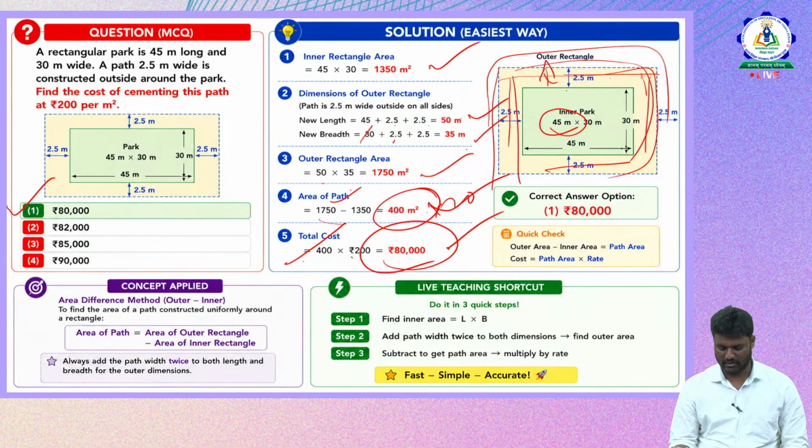So simply, whenever they ask questions like this, where they give the inner path and outer path, if they ask you to identify the cost, find the area of the inner path and outer path, and then subtract, and we will get the path area. Then whatever rate they are giving, multiply the path area with that, and we'll get the cost.